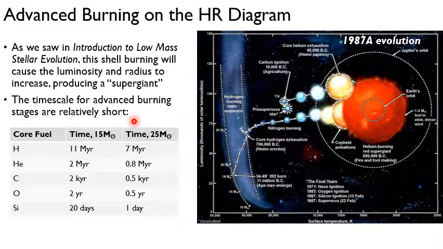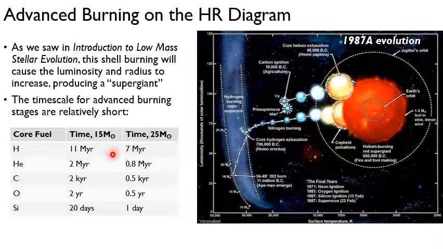Just as an example, let's take results from calculations of two different stars. This one started out as 15 solar masses. This one started out as 25. The main sequence lifetime for these is relatively short compared to the sun. The sun's is 10 billion years. These are more massive, and their lifetimes are just around 10 mega years.